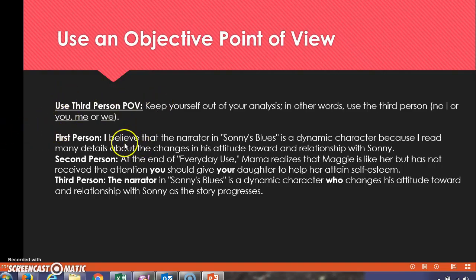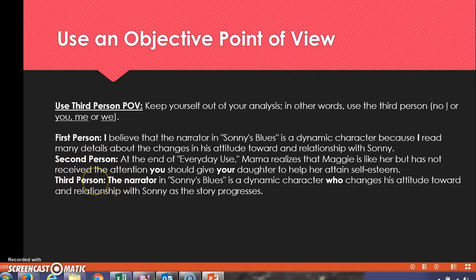Now, second person point of view, you're talking directly to the reader. So you use words like you. Here in the second person point of view example, it says, "At the end of Everyday Use, Mama realizes that Maggie is like her but has not received the attention you should give your daughter to help her attain self-esteem." So here in this response, they're using the word you and they're talking directly to the reader.